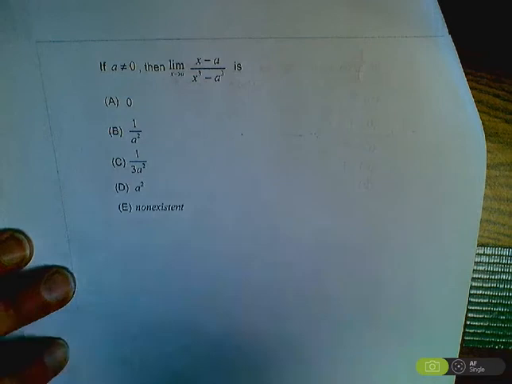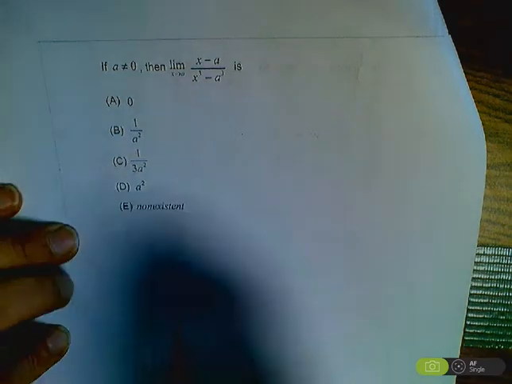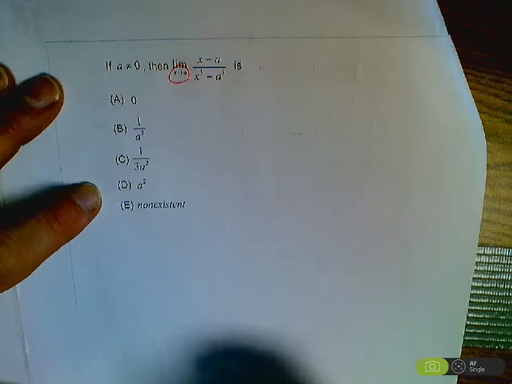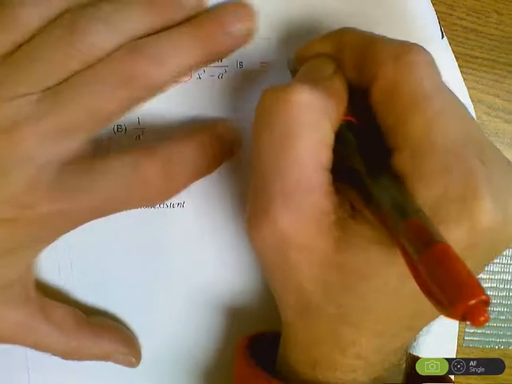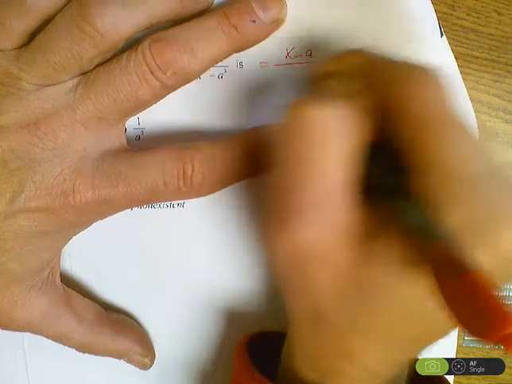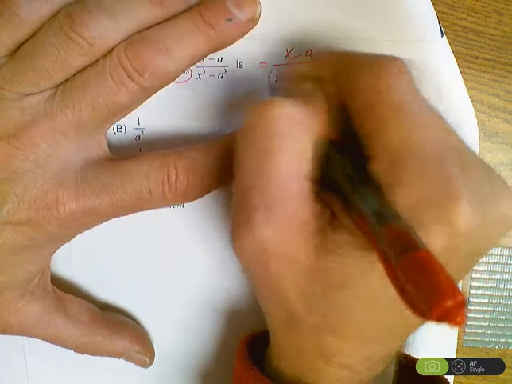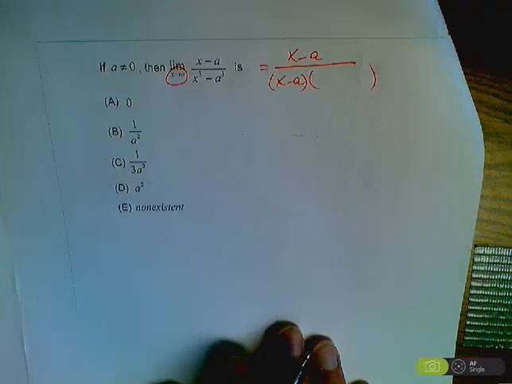So our goal here is to do this in 2 minutes or less, every problem, on average. So we're taking a limit as x approaches a. What we need to do now is break this up and say this is x minus a over x minus a times a binomial.